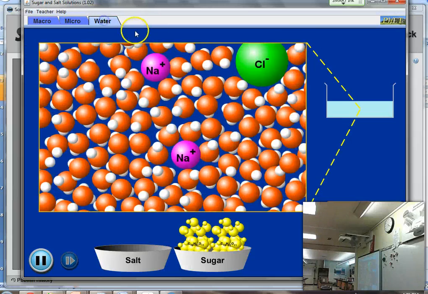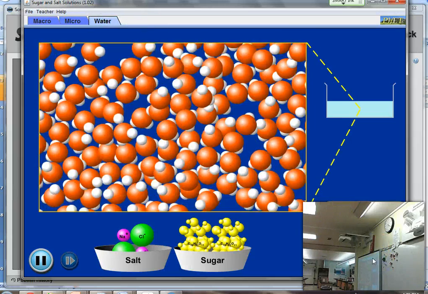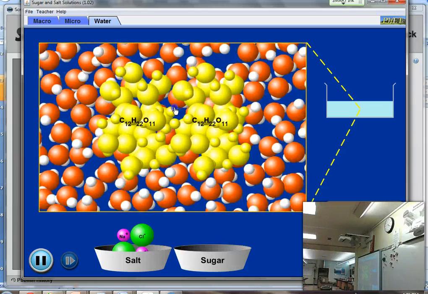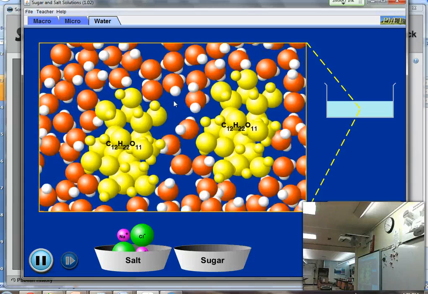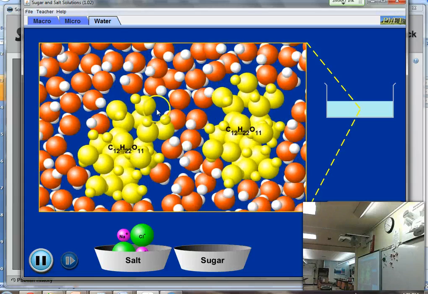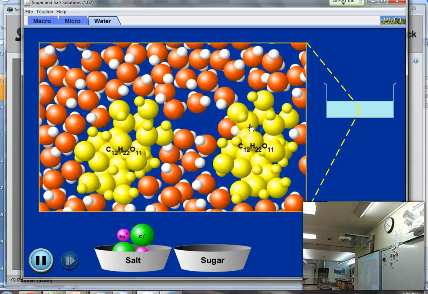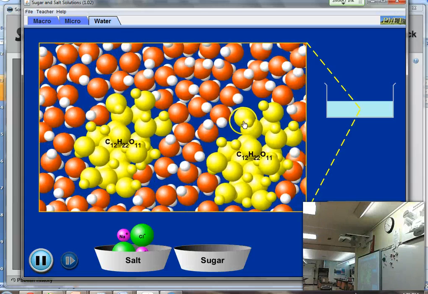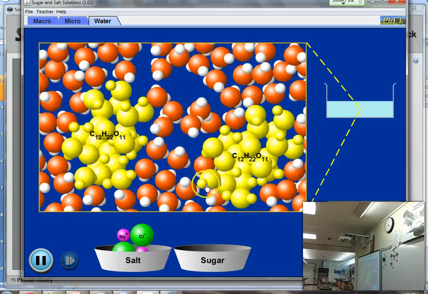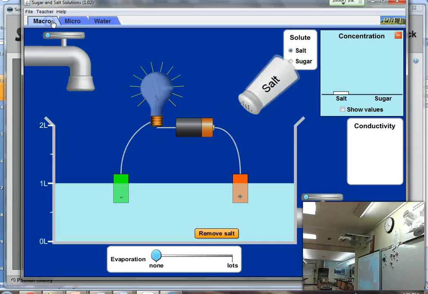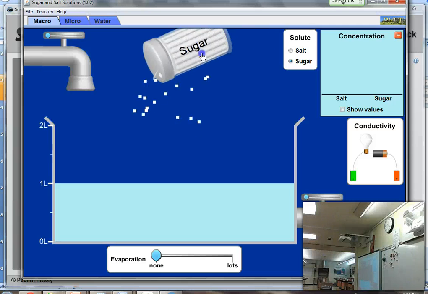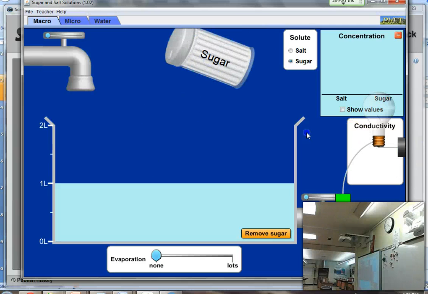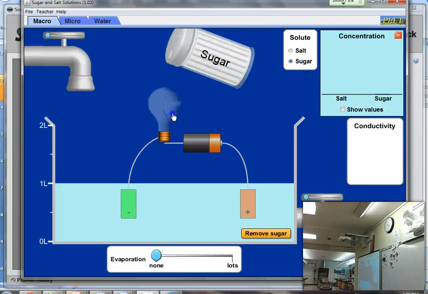Now, I can also look at water dissolving a covalent substance like sugar. In this case, the water attacks and surrounds the sugar, but notice that the sugar does not break apart into ions. So the sugar is dissolved, but because it doesn't break into ions, when I go back to this tab, reset all, and switch this to sugar, and bring my conductivity apparatus in, notice it does not conduct an electrical current.